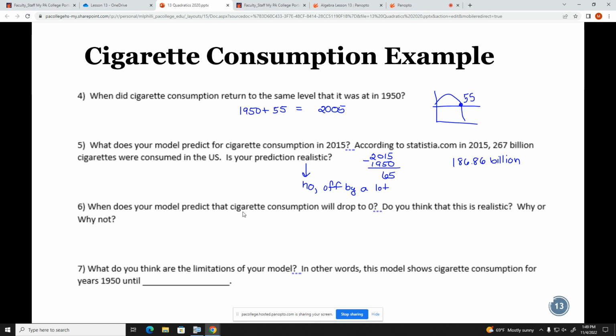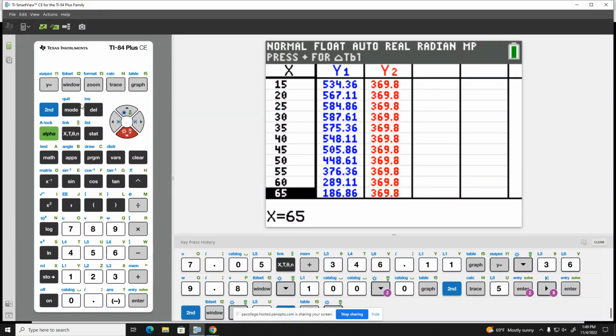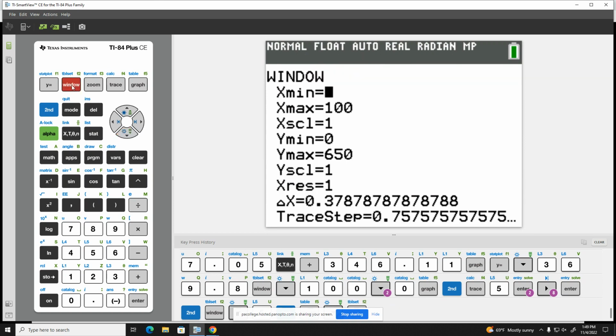Then it asked me, when does my model predict that cigarette consumption will drop to 0? And we have to remember this is a prediction because, at least in my head, reality is that's never going to happen. So in order to see the zeros, I need to change my window. The 0 to 100 is going to be fine, but I want to see the y value go to 0, so I need to have some negatives here. So I'm going to put negative 100 so that I can see the parabola cross the axis and go below the axis.